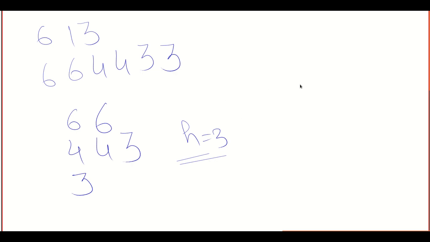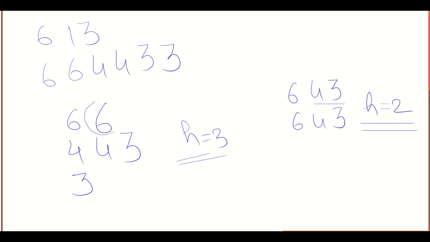But there exists a better solution, that is 6, 4, 3, 6, 4, 3. So which is of height 2. So there is a better solution, but our greedy will fail and give a suboptimal answer. So that's why their power of 2 was a must to prove our greedy solution. Otherwise the prefix of 4, 3 can never be fulfilled by 6.